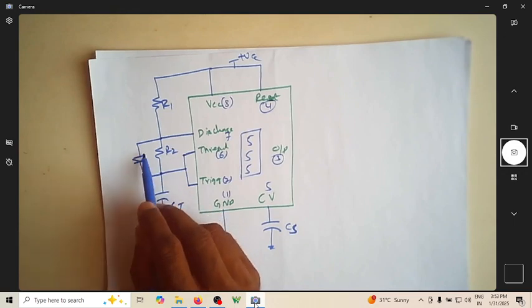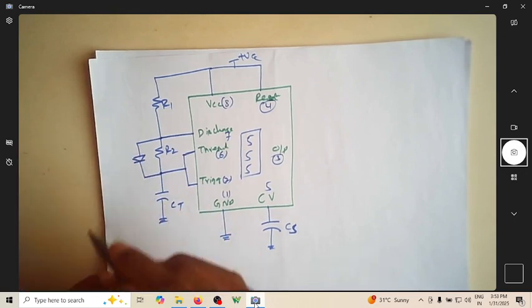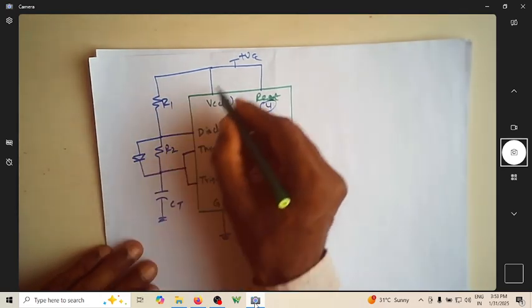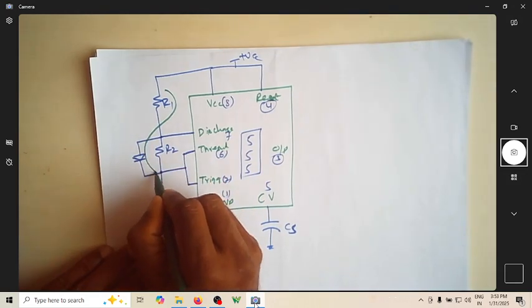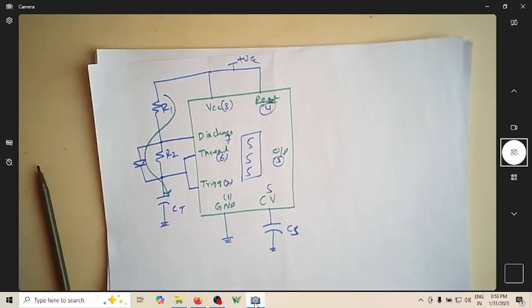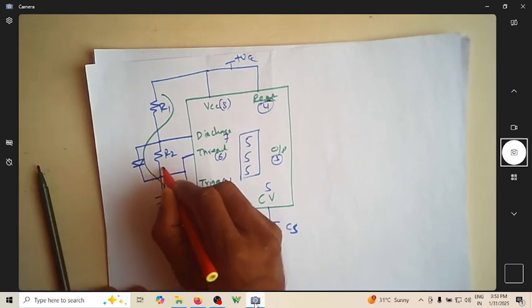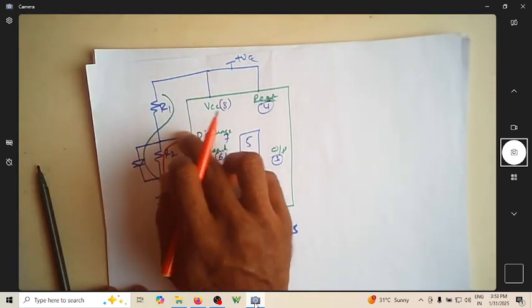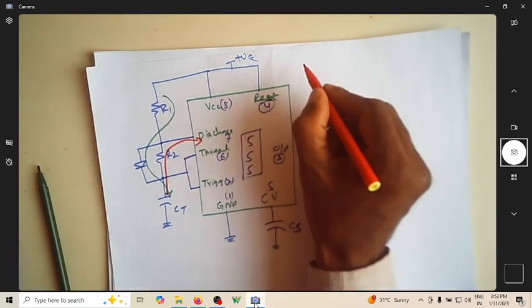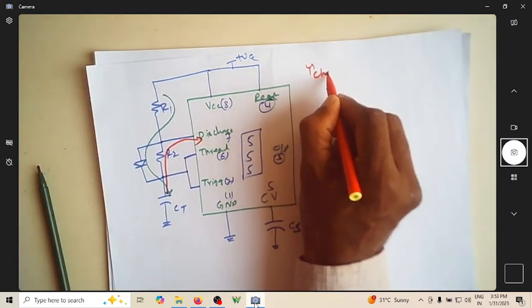The purpose of having this diode is that I'm intentionally making this capacitor charge to VCC through this. So this is my charging part. The discharging part is through this. So this is the charging part, the green one. The discharging part is this. So now, what is tau charge?